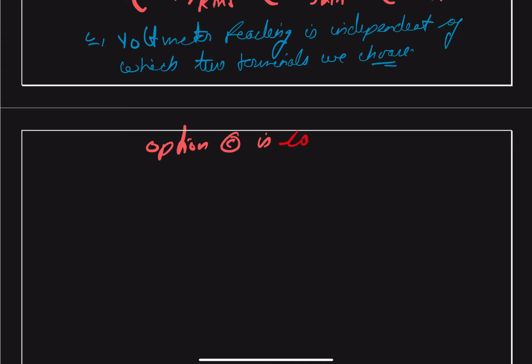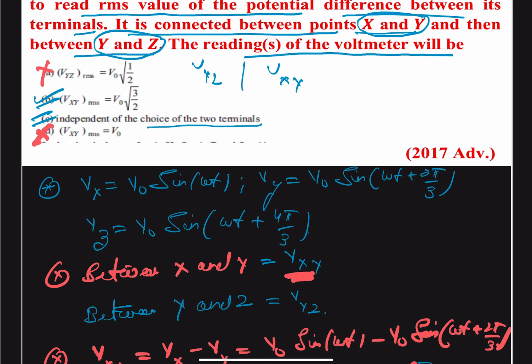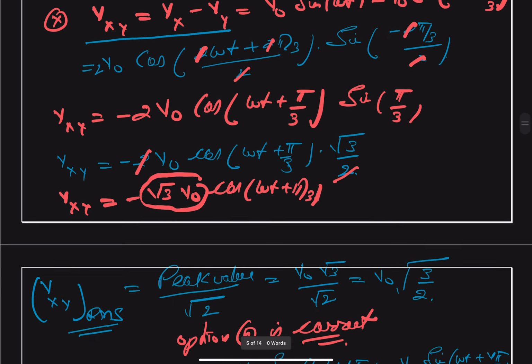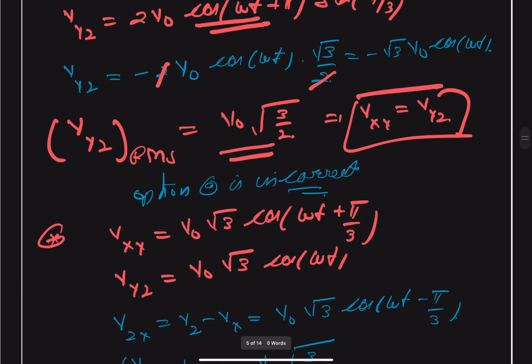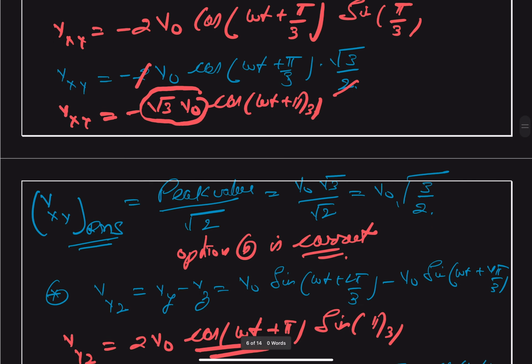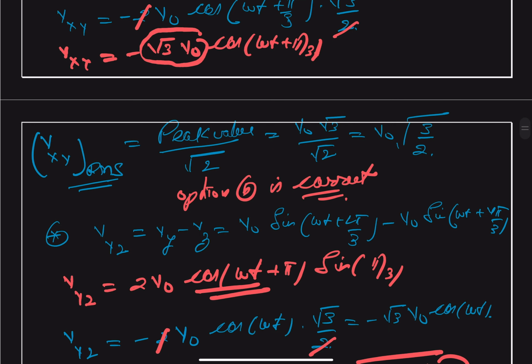And finally, we are left with only one option, that Vxy RMS is equal to V0. Okay, so which is also incorrect, because we just found out that option number B is correct. Okay, so option number D is automatically incorrect. So let me put it here where we found out this as, yeah, here. So from here we can say that option D is incorrect.